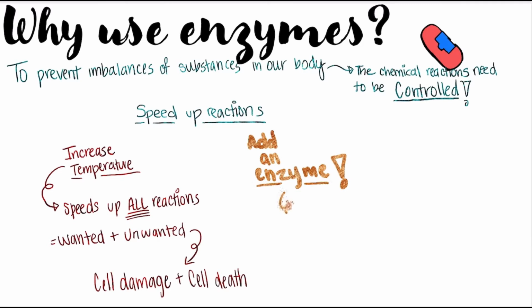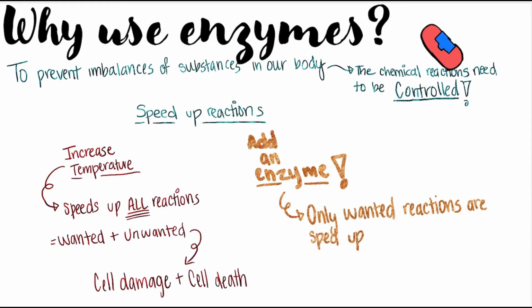So our other option is to add an enzyme. When we add an enzyme, this is different than changing the temperature because we're targeting only the reaction that we want to speed up. And we're not messing with any of the other reactions. So think back to enzyme specificity. Okay, they're very specific, so when we're using them, we can make sure that we're only messing with the reactions that we really do want to speed up inside our cell.